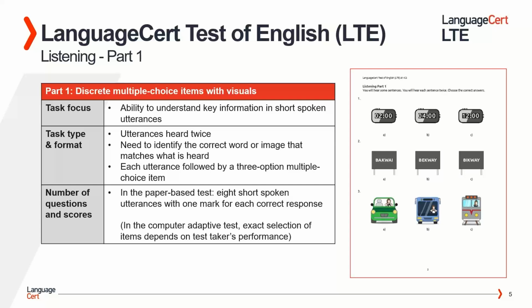Each utterance is followed by one 3-option multiple-choice item. As far as the paper-based test is concerned, there are 8 short spoken utterances with 1 mark for each correct response. As far as the computer adaptive test is concerned now, the exact selection of items will depend on the test taker's performance. This clarification goes for all computer-based listening and reading tasks which follow.